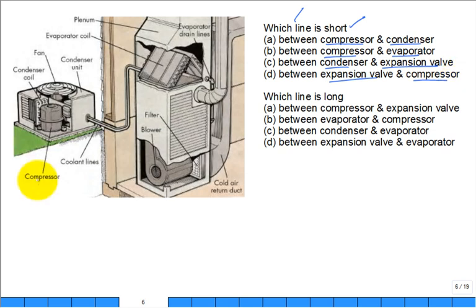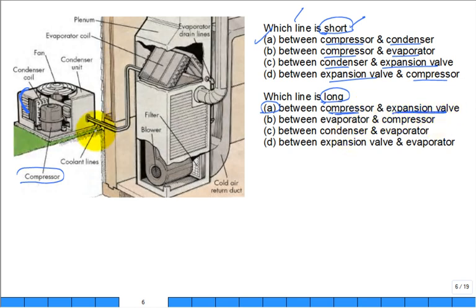So where is our compressor? And our condenser coil is right there. That will be very short. That'll be very, very short. You're right. You're done for today. Thank you. Which line of these four is long? Yes, sir. A again, between the compressor and the expansion valve.